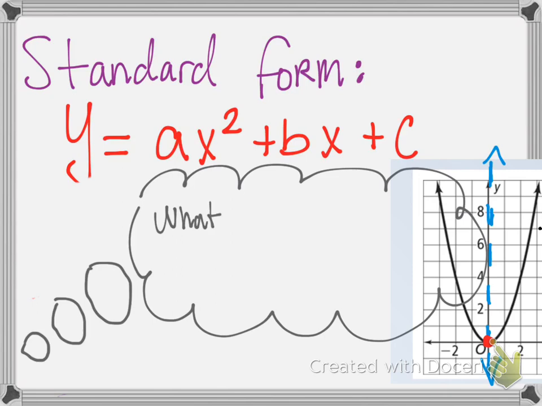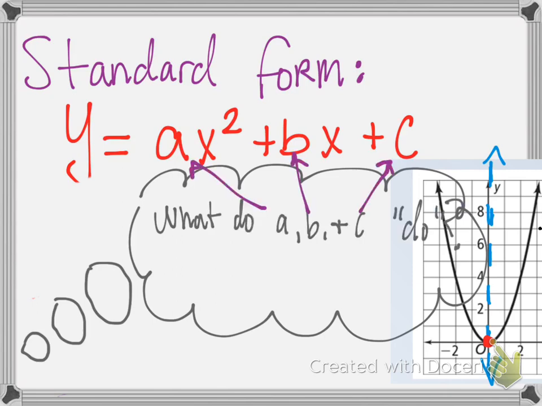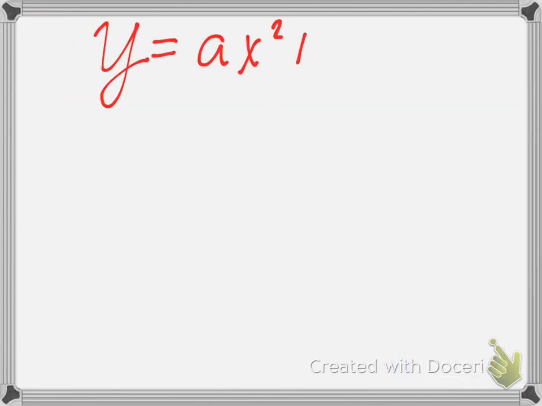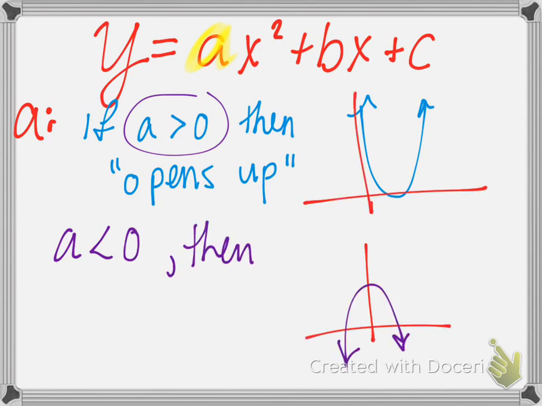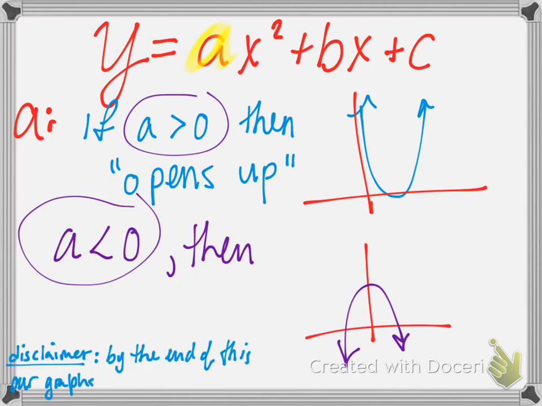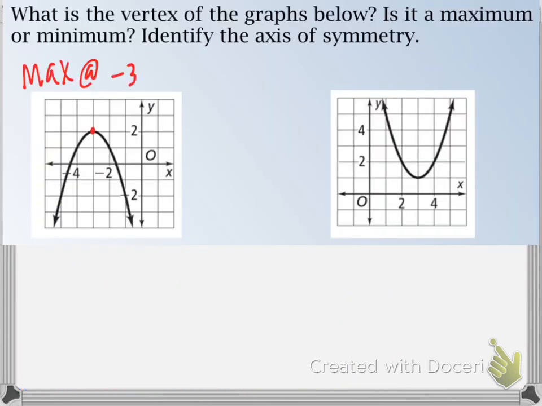So I'm sure you're dying to know, what do A, B, and C do? Well, I'm going to tell you a little bit about it, starting with A. A tells us whether it opens up or down. So the multiplier of the x squared, if it's positive, so if A is greater than 0, then it opens up. And if A is negative, as in it's less than 0, it opens down. And don't you worry, our pictures are going to get a little bit cleaned up by the time we're done with this video, and certainly by the time we're done with this chapter.